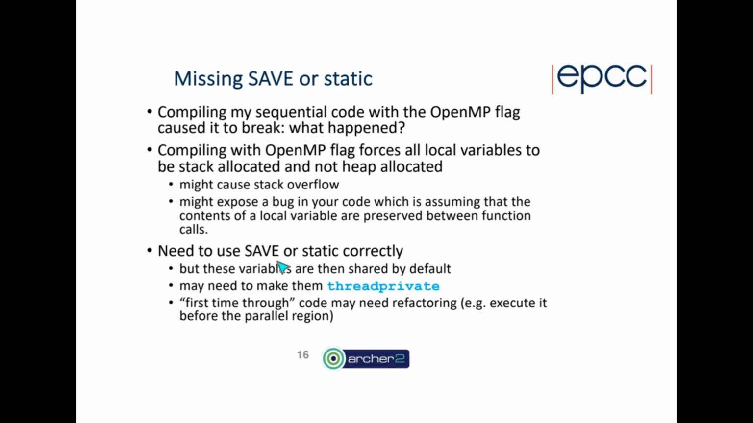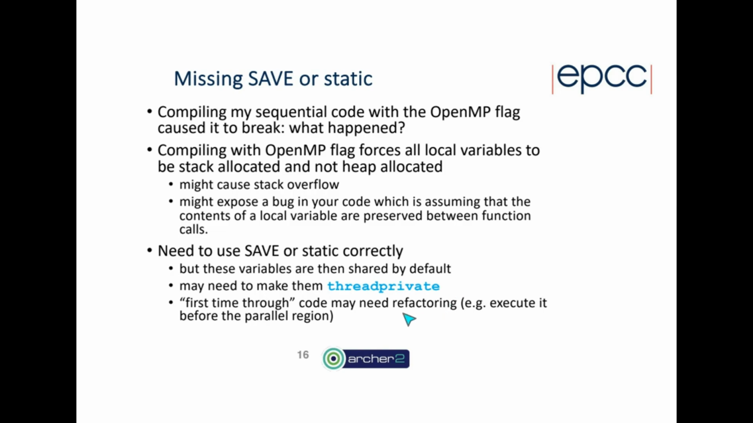So you can use static or save, but that forces heap allocation and persistence. But by OpenMP's rules, those variables are then shared by default, which may or may not be what you want. So you might need to actually make them threadprivate to give every thread a private copy, for example.